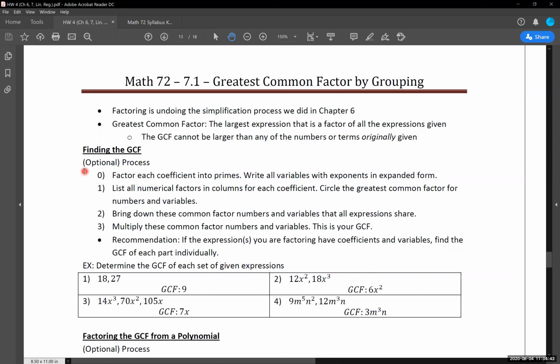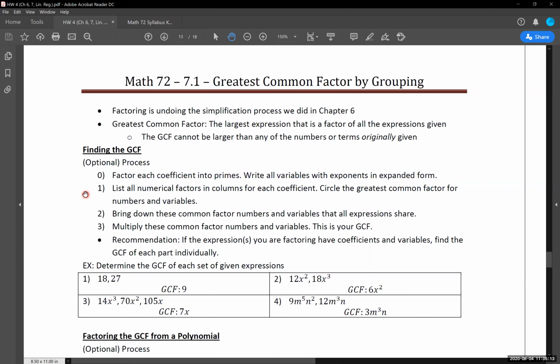So our step 0, this is the major optional part: factor each coefficient into primes. So do that prime factorization. Write all variables with exponents in expanded form. Again, I'll show you guys where this can be very useful, but it can also be a complete pain because expanded form for some of these can get really, really gross. So that's an optional step. You don't necessarily need to do this, but I think this can help.